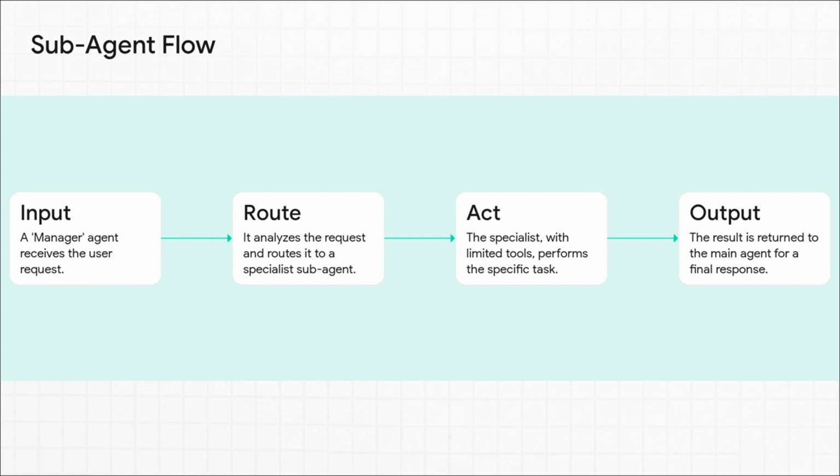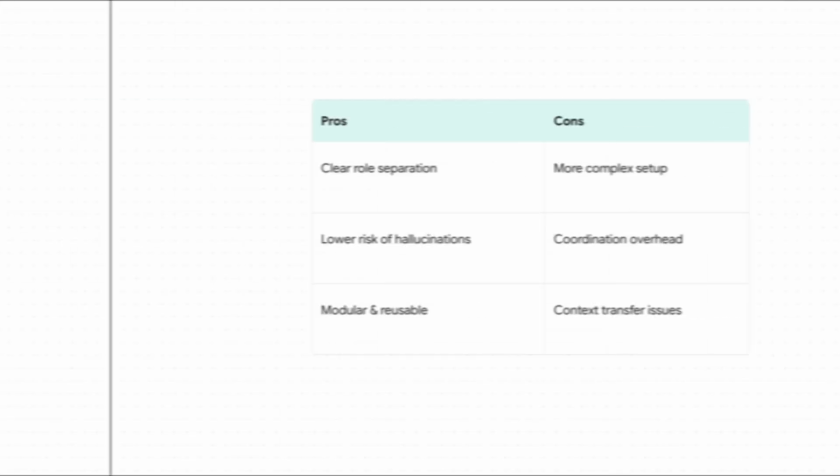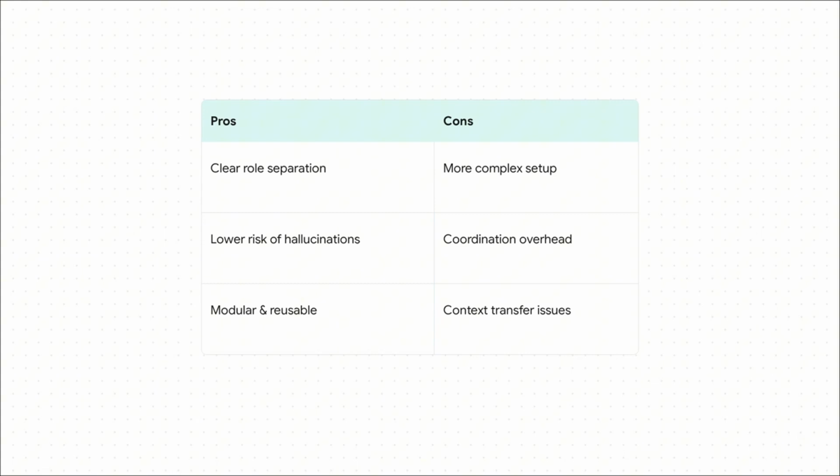And the benefits of this are just huge. You get this beautiful separation of duties. And because each agent is so focused, the risk of it hallucinating or doing something random plummets. It's modular. You can reuse these specialists. It's great. The only real downside is that, yeah, it's a little more complicated to set up. You now have this new job of making sure all these agents can talk to each other correctly.